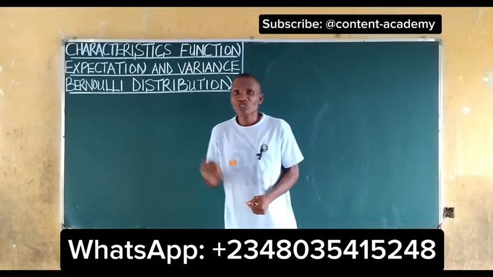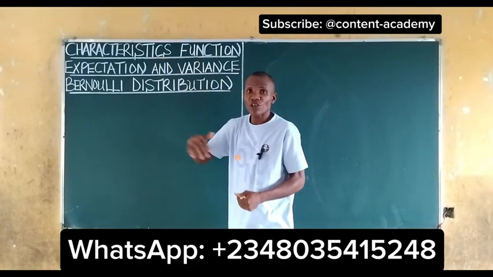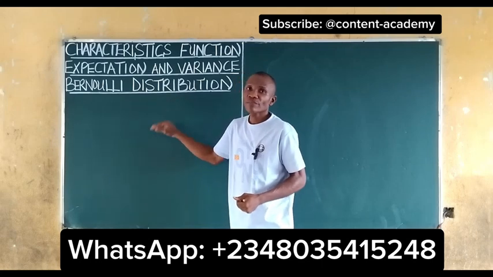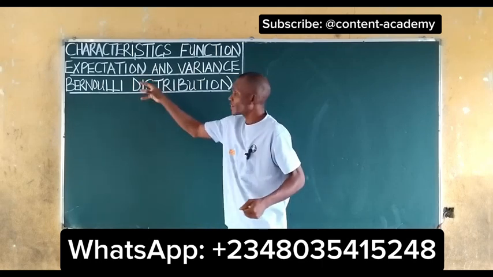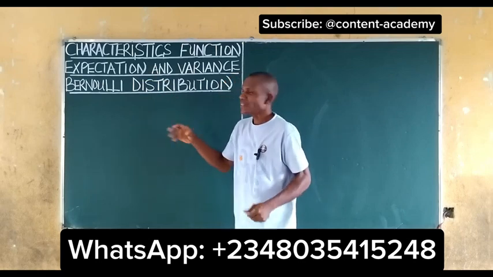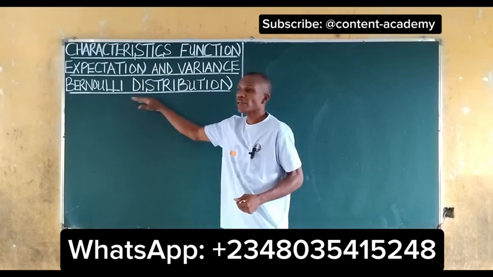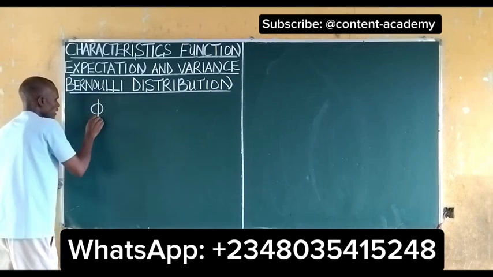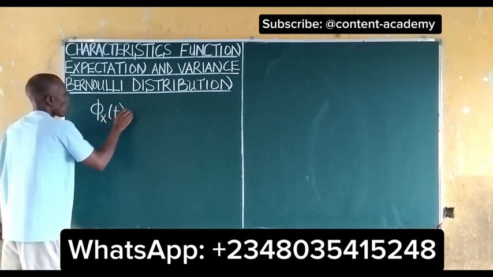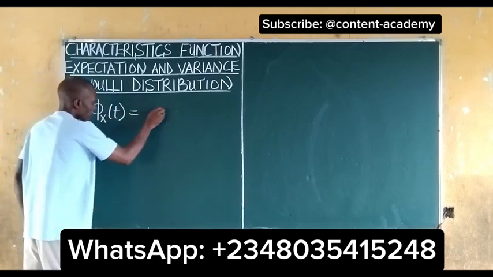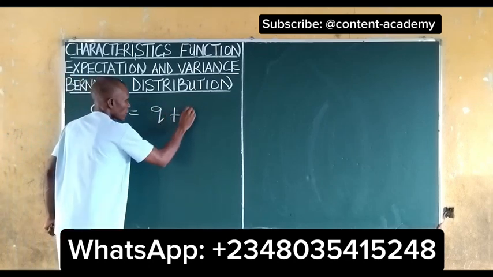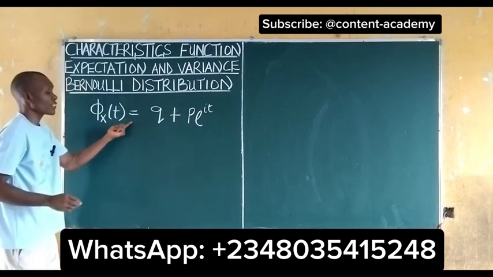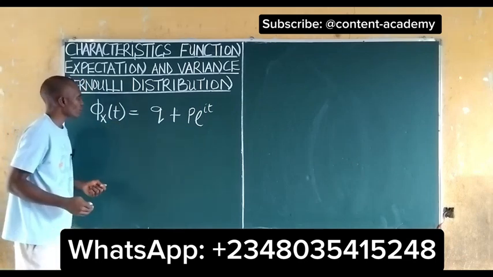In this video, we shall discuss the characteristic function of a random variable for the Bernoulli distribution. We are also to obtain the expectation and the variance for the characteristic function of the Bernoulli distribution. The first thing to do is to write out the characteristic function for the Bernoulli distribution, which is q plus p e^(it). So this is the characteristic function for the Bernoulli distribution.